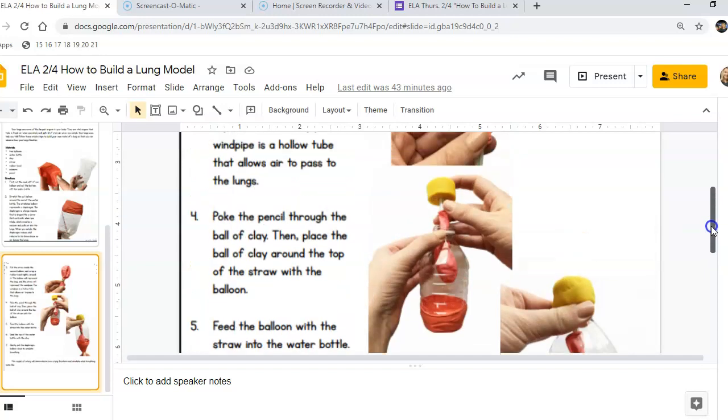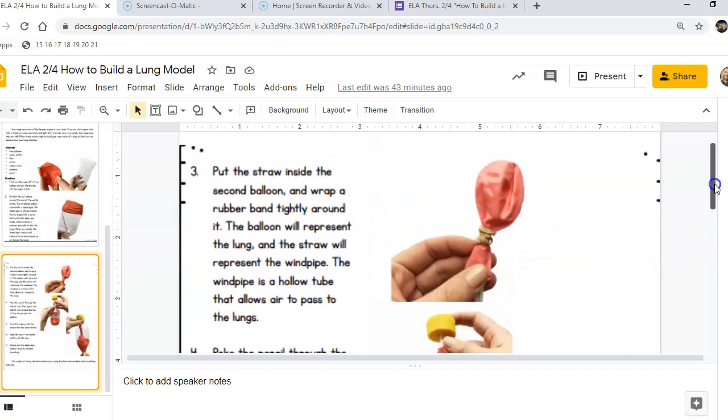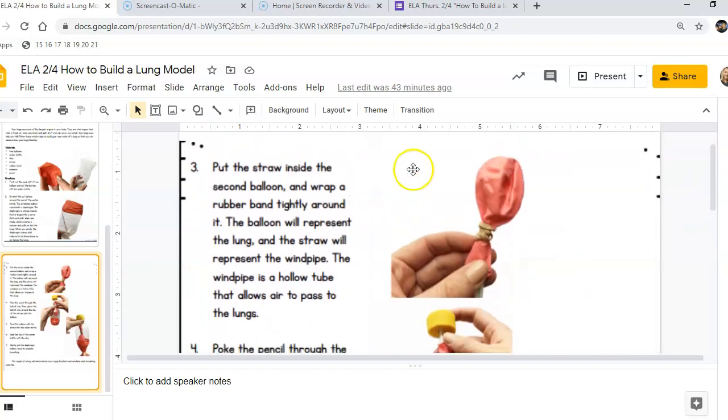All right. Step 3. Put the straw inside the second balloon. So you got to grab that other balloon and stick the straw in it and wrap a rubber band tightly around it. The balloon will represent the lung, and the straw will represent the windpipe, which we also learned scientifically we call the trachea. The windpipe is a hollow tube that allows air to pass to the lungs.